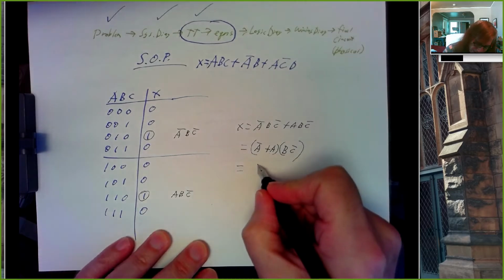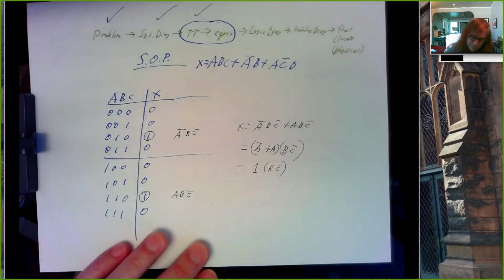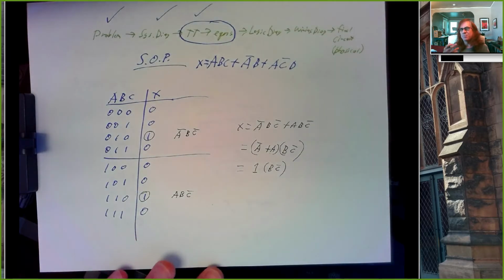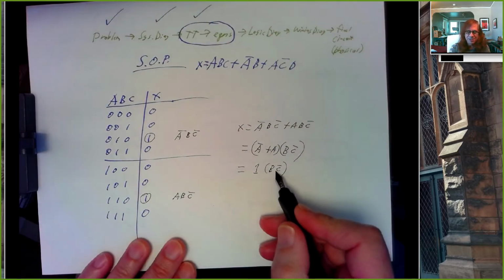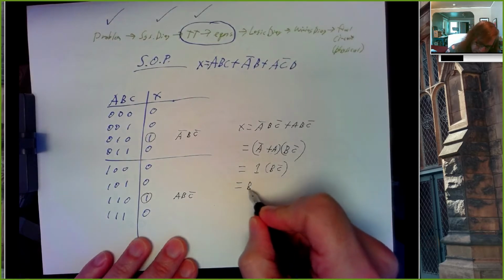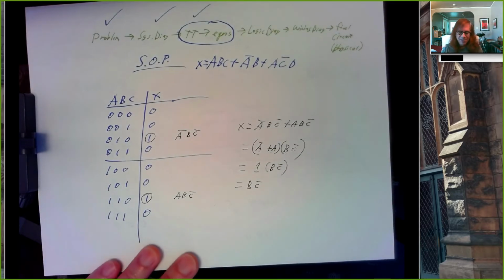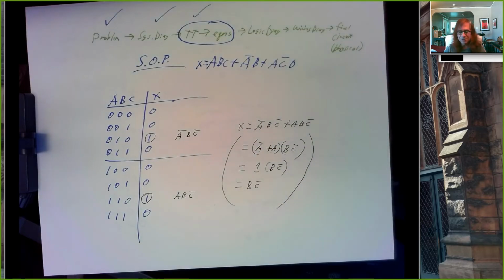So this is actually like 1 ANDed with B C bar. And 1 ANDed with blah is just blah, right? If this happens to be true, 1 and true will be true. If this happens to be 0, 1 and 0 will be 0. So this is exactly the same thing as B C bar. So if you're savvy with Boolean algebra, you can observe things like this and do a simplification.